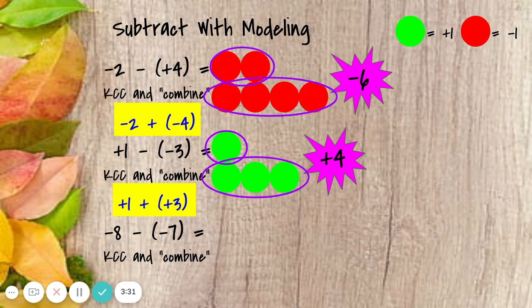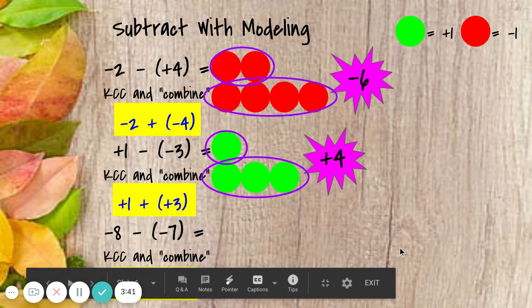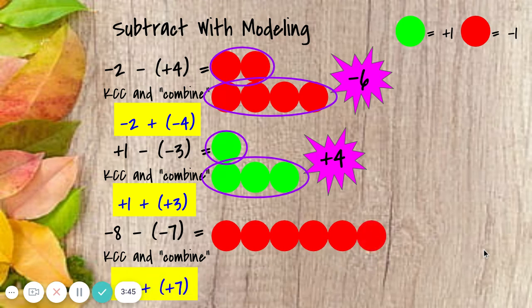The last one on here, -8 minus -7, is going to be changing that minus to a plus. So, you can't see it down there, but it's -8 plus, change that -7 to a +7. And then when I model it out, I have 8 negative circles, or tokens, whatever you want to call it, chips. And then I also have 7 positive chips.